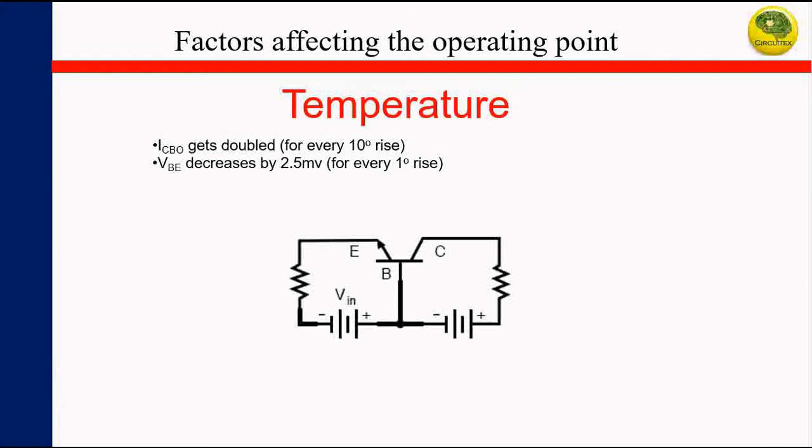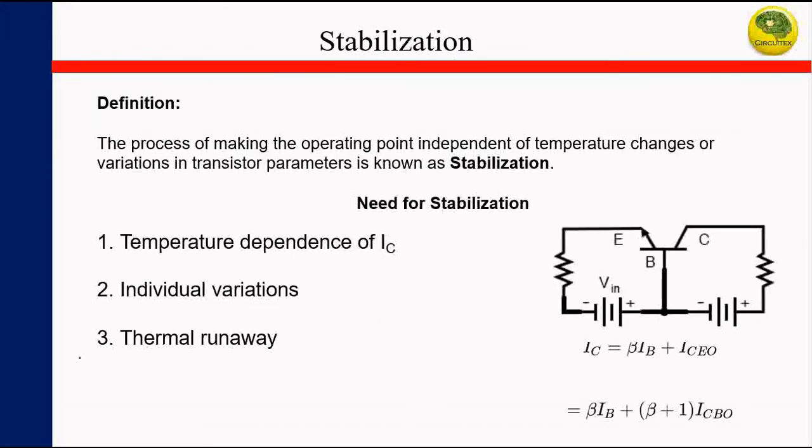So the main problem which affects the operating point is temperature. Hence, the operating point should be made independent of temperature so as to achieve stability. To achieve this stability, biasing circuits are introduced. So let us move on to the process of stabilization.